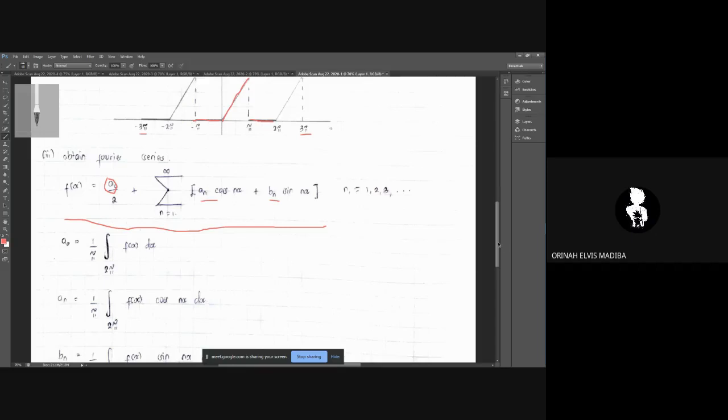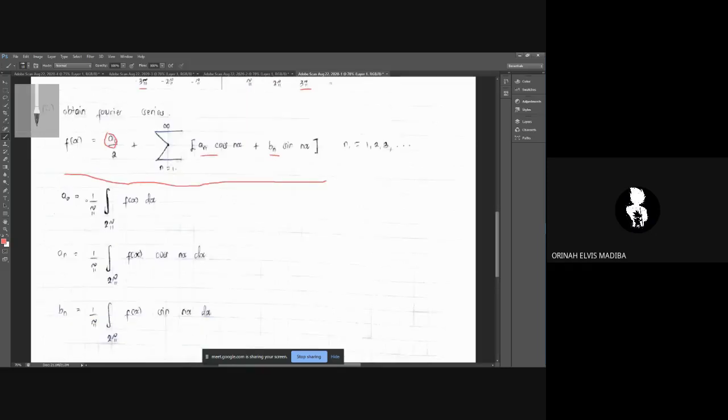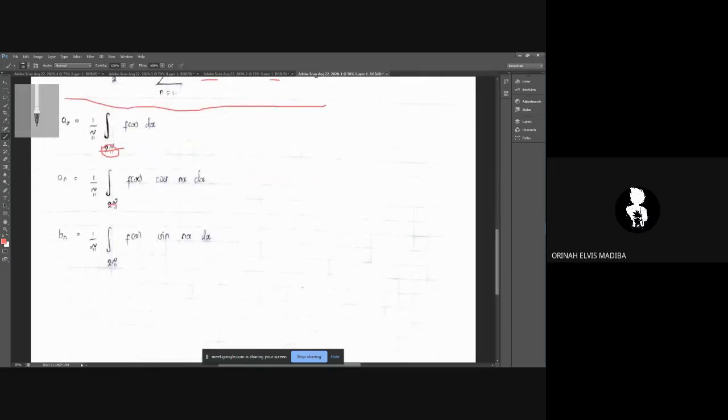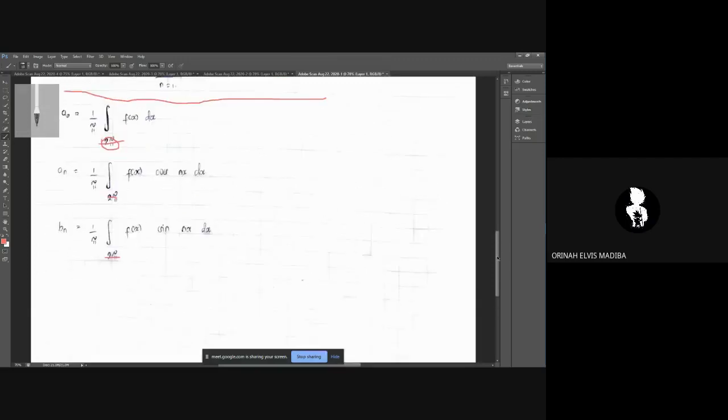So to obtain a0, we do 1 over pi integral of the function. The limits shown here are just for representation purposes. An is the same, which is 1 over pi integral of f(x) cos nx dx. And then bn is 1 over pi integral of f(x) sine nx dx, same thing. All right, so we shall start the question.